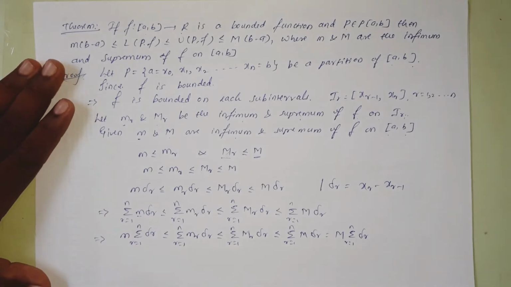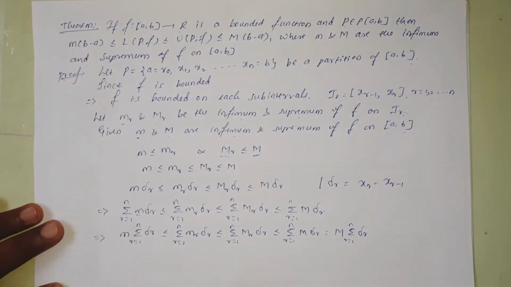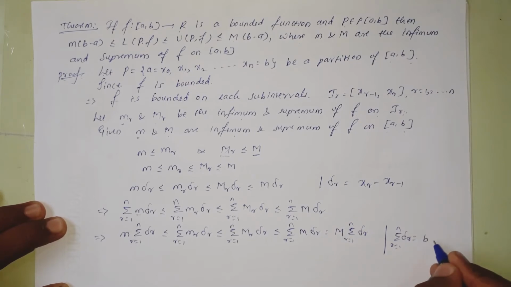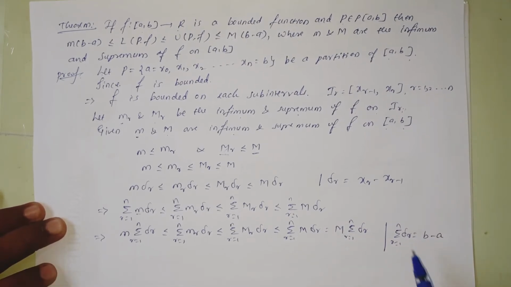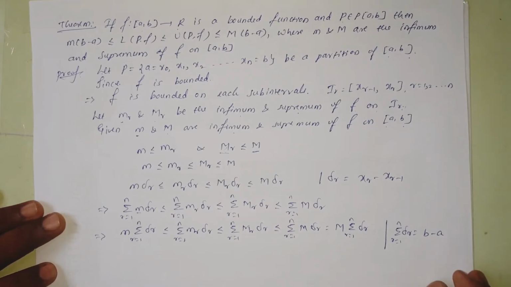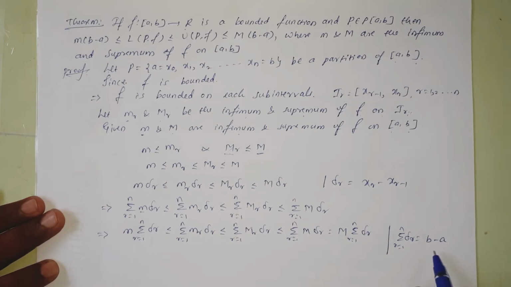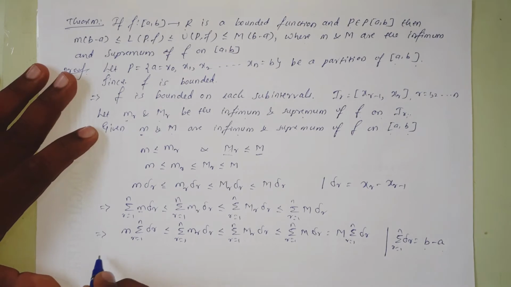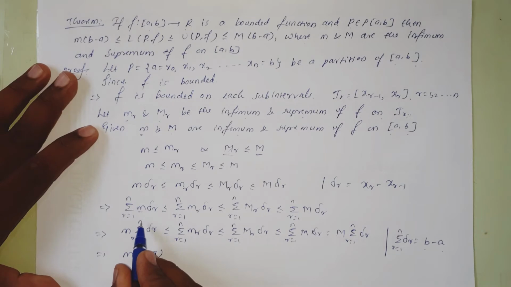Now, we know one standard result, that is summation over R is equal to 1 to n delta R, this is nothing but B minus A. So, here it is the sum of lengths of all the subintervals, that is nothing but the length of the given interval AB, that is B minus A. Then by using this result we get M into B minus A, because summation over R equal to 1 to n delta R is equal to B minus A.